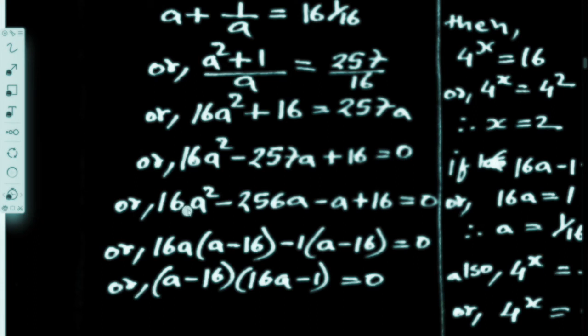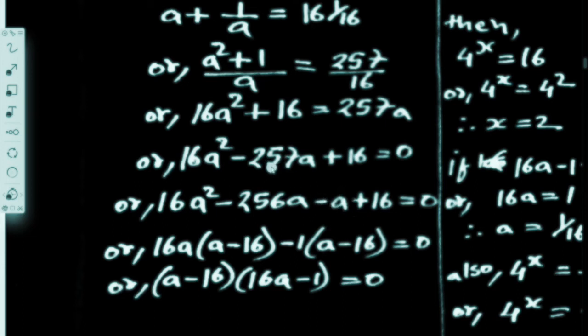Now factorization should be done. This is in our simple form. Here 3 should be changed into 4, and from these 4 terms you can easily get the value of a. So 16a square minus 256a minus a plus 16 equals 0. It means 256a and minus a is 257a.